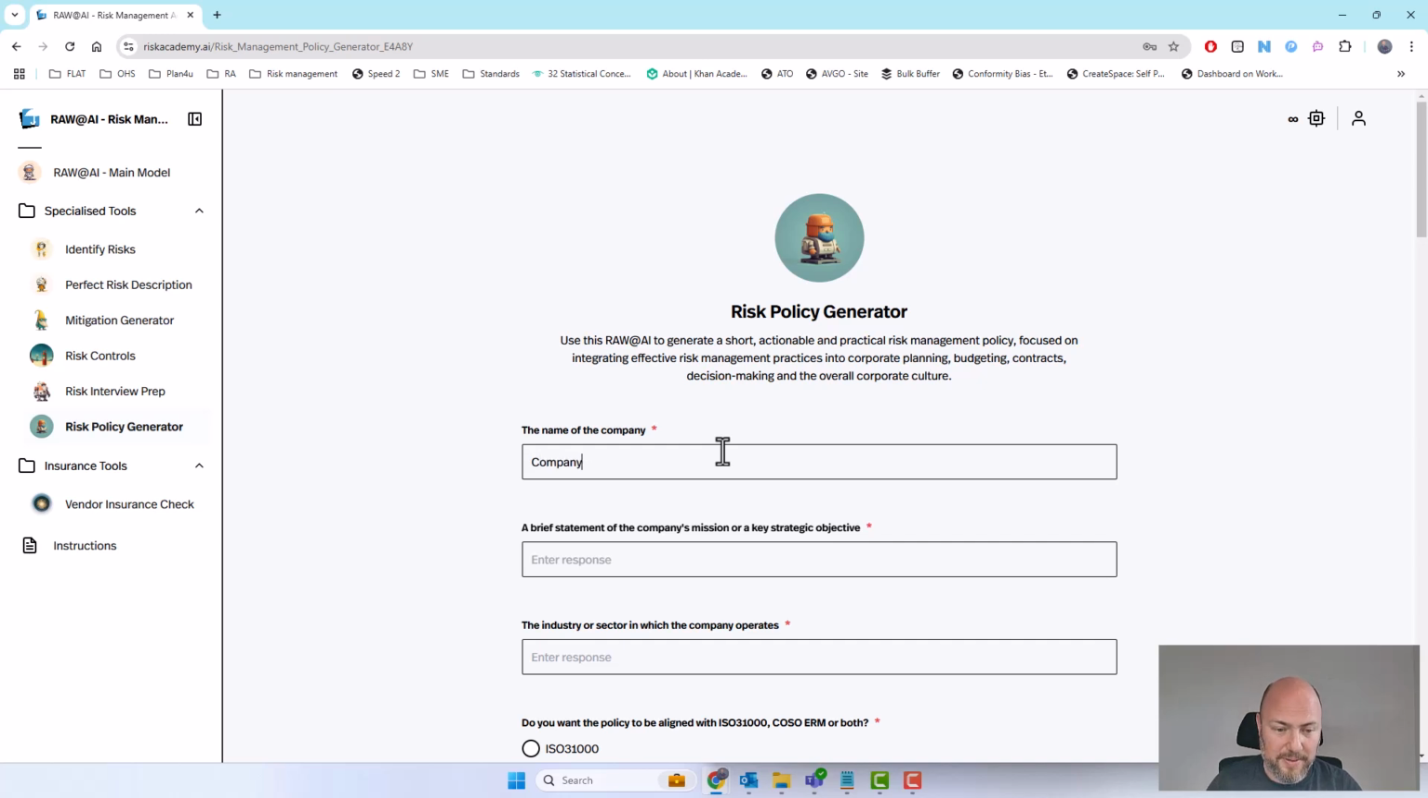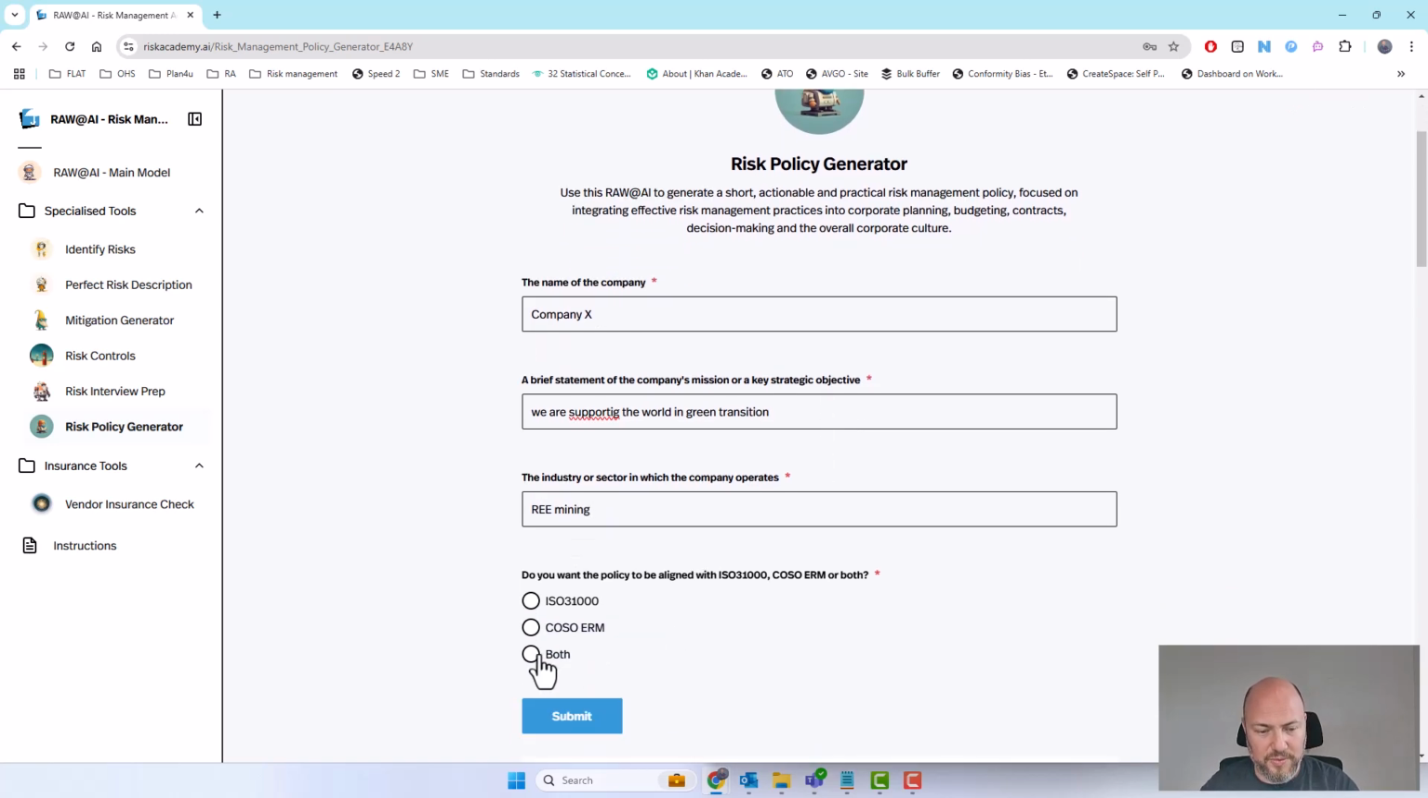We put in company X. We are supporting the world in green transition. By the way, AI can process typos, so you don't really have to worry about that. Mining. And we want both ISO and COSO alignment in the policy.